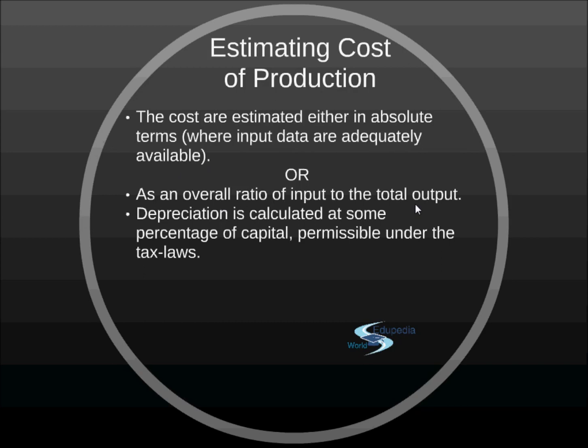Where data is not adequately available, it is done by estimating the overall ratio of input to the total output. This way we get the cost of production, and we make certain adjustments for the depreciation of the assets. So we have to calculate the depreciation, and it can be done by estimating it at some percentage of capital, which is permissible under the tax laws. So under the second stage, we calculate the cost of production by making the necessary adjustments for the depreciation.